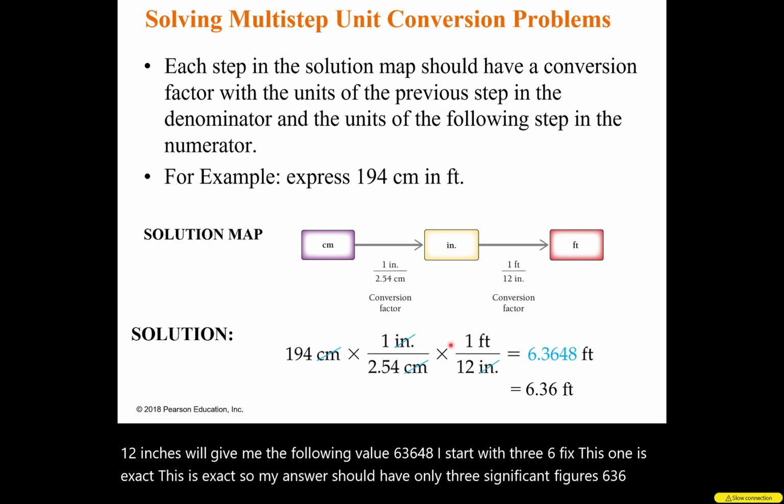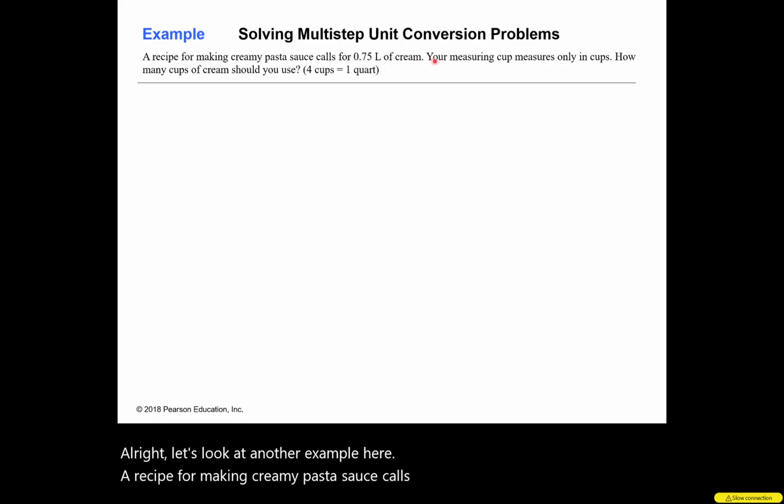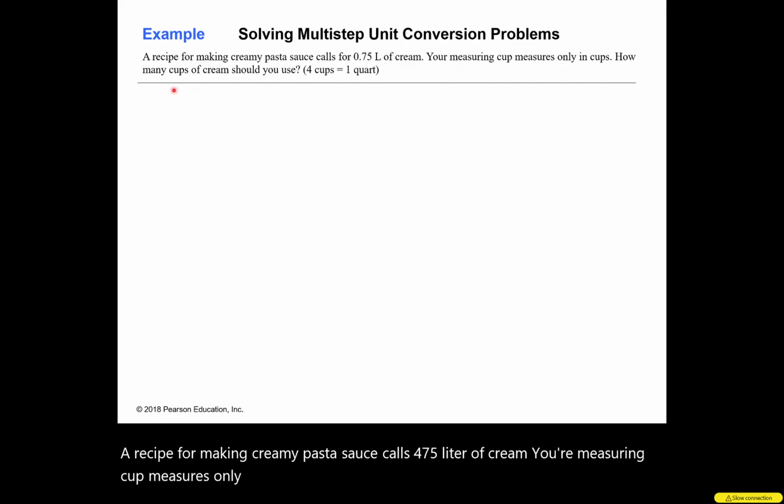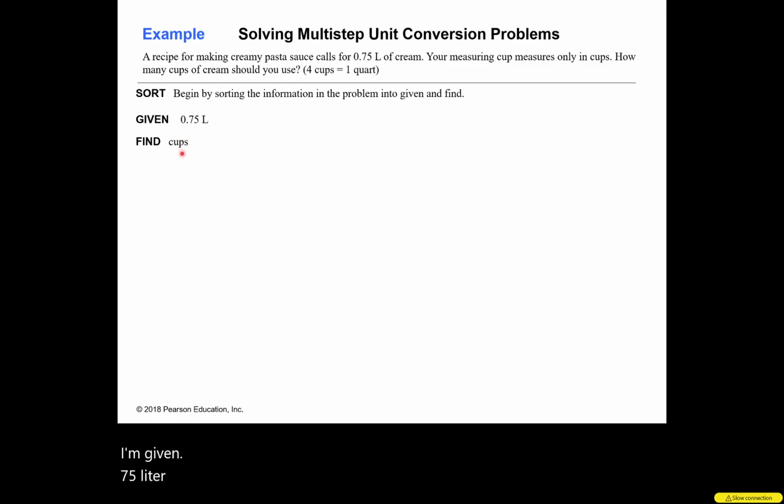All right, let's look at another example here. A recipe for making creamy pasta sauce calls for 0.75 liter of cream. Your measuring cup measures only in cups. How many cups of cream would you use? 1 quart is 4 cups. So let's sort the information. I'm given 0.75 liter and I'm looking to represent that in cups.